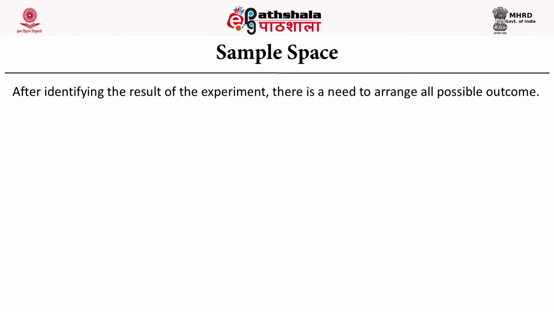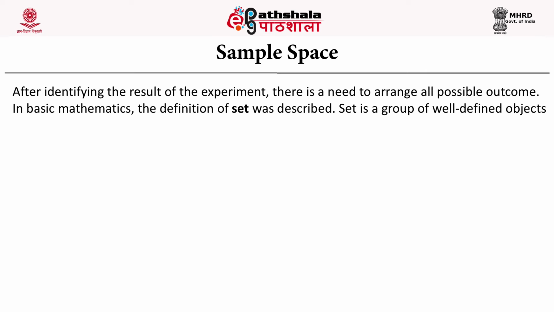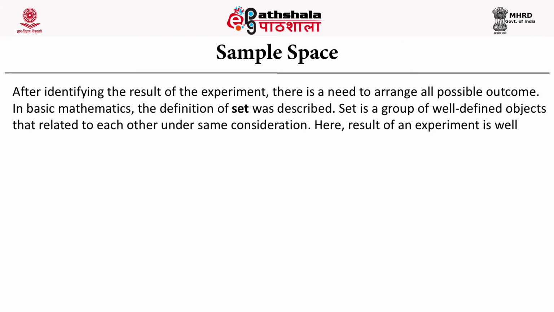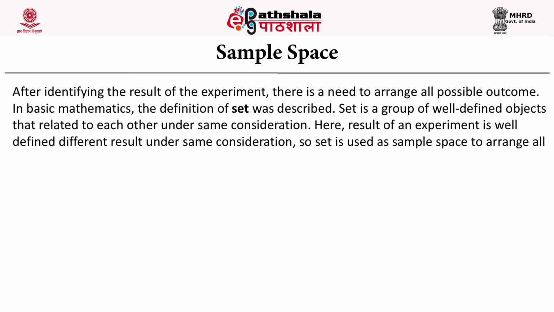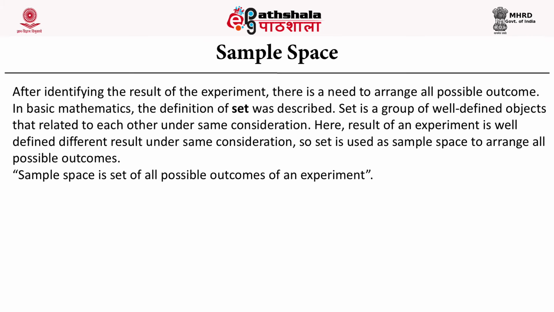Now we have to understand what a sample space is. After identifying the result of the experiment, there is a need to arrange all the possible outcomes. In basic mathematics, the definition of a set was described. A set is a group of well-defined objects that are related to each other under the same condition. Here, the result of an experiment is well defined, a different result under the same consideration. So a set is used as a sample space to arrange all the possible outcomes. Sample space is the set of all possible outcomes of an experiment.